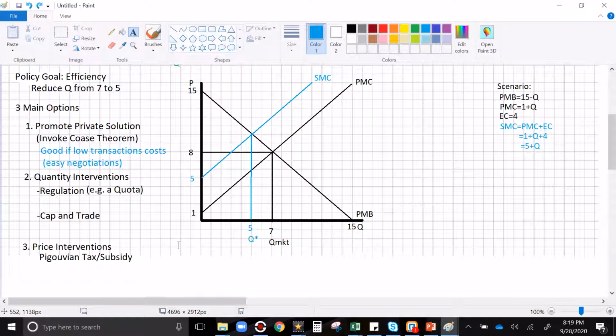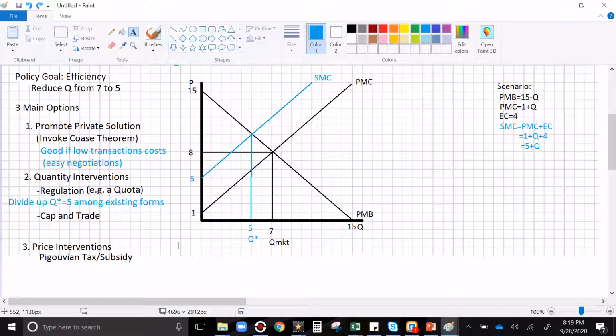Quantity interventions, we have a couple of choices. One, we could do a regulation, and I chose an example of a quota where we could take this market quantity of 5 and just divide it up among the existing firms and say each firm is not allowed to produce more than their share of Q star.